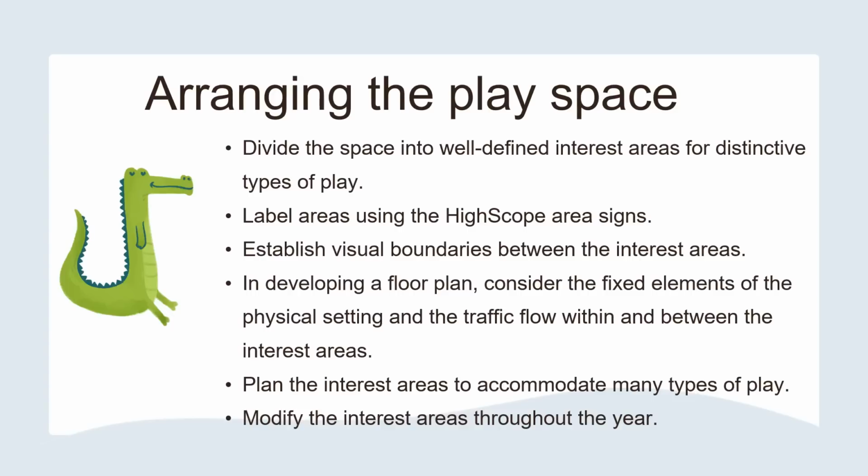Clear visible boundaries such as shelves, tables, signs, carpeting, and even lines on the floor are used to divide one area from another. It is essential to keep in mind the flow of the classroom. Plan for the interest areas to accommodate many types of play. Think about the type of play you create as you create the interest area. Think about group play, solitary play, and parallel play.